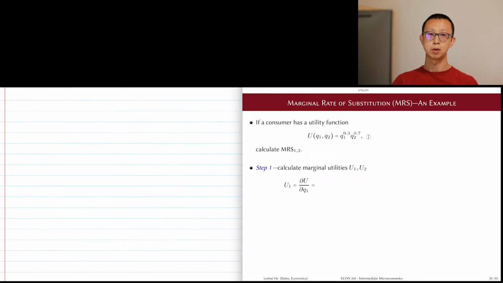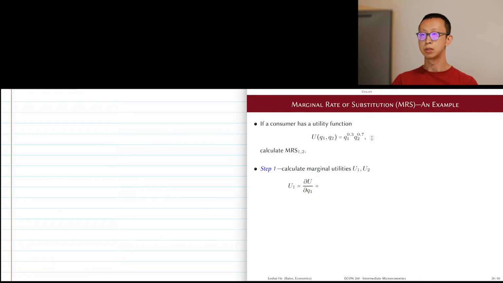Well, to calculate the marginal utility of product 1, we're going to take a derivative of the utility function with respect to the quantity of good 1, while holding the quantity of product 2 constant. In other words, we're asking if the consumer has the same amount of good 2, but now has a little bit more of good 1, how would the level of utility change for them? Now let's take this calculation.